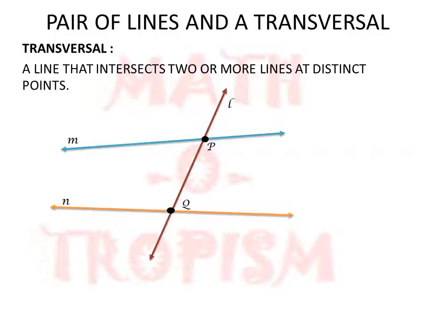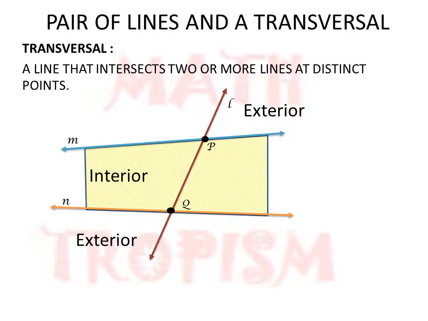Now we need to know terms related to this diagram of a pair of lines and a transversal. First we will see about the interior and exterior of the lines. The area in between the lines is called the interior portion, and that area which is away from the interior, or on the other side of both the pair of lines, is called the exterior portion.